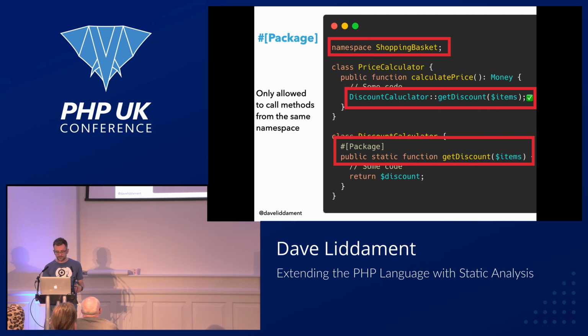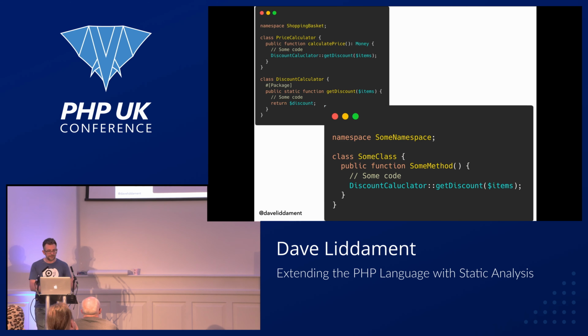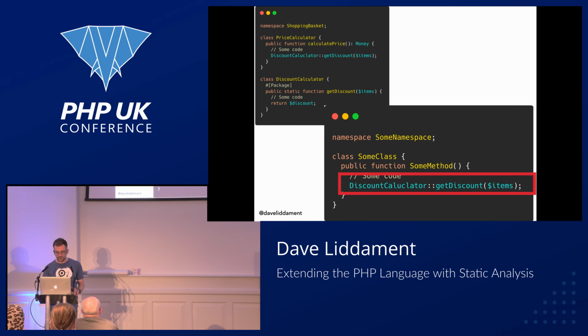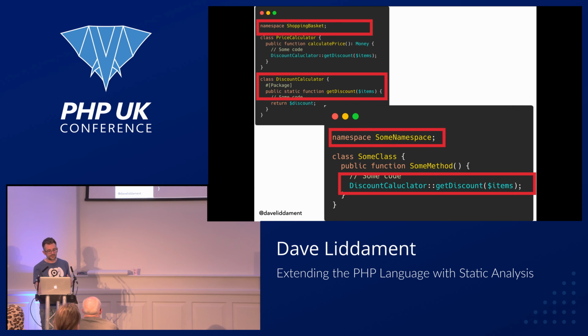So that means it's all fine to call discount calculator from price calculator, because they're both in the same namespace. But if we tried to call discount calculator from some other namespace, then again, our static analysis would tell us off. We'd say, look, we're not in the same package.